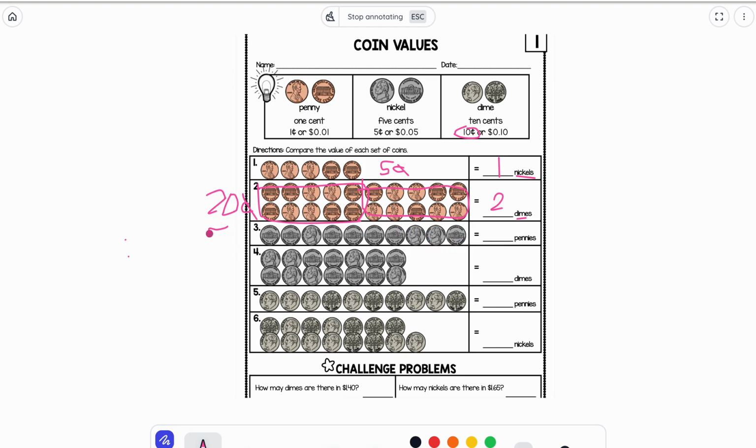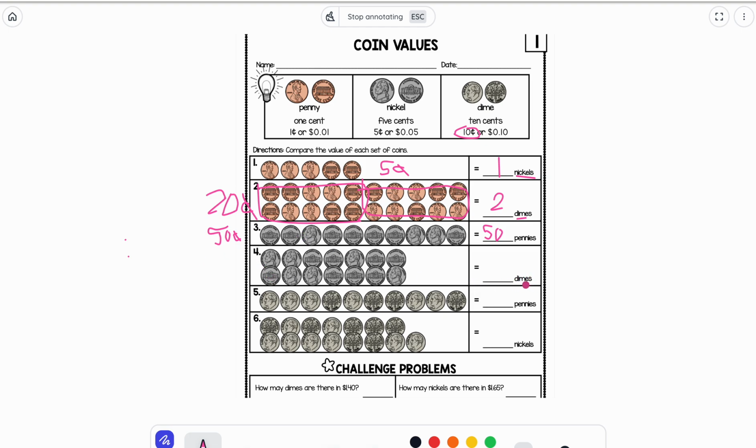I've got 50 cents in this, right? 50 cents total. So if I've got 50 cents total, they want to know how many pennies I've got. Well, I know that 1 penny is 1 cent. So I've got 50 pennies. So 50 pennies is the same as having 1, 2, 3, 4, 5, 6, 7, 8, 9, 10 nickels, which makes sense because 5 times 10 is 50. Now, let's look at number 4.